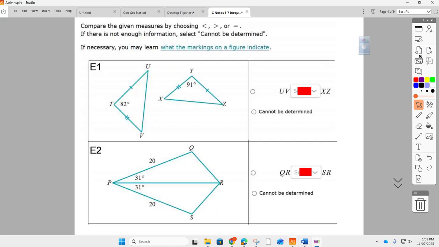Okay, this is what it's going to look like when you do the assignment on Alex. Two triangles, looking for the two congruent sides. Sharon, please don't sit there and close your eyes.